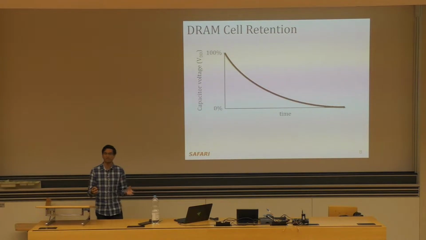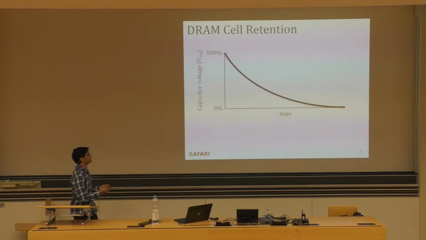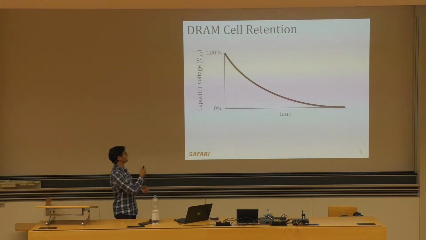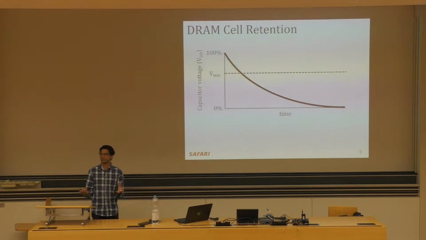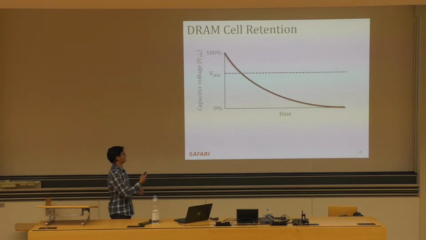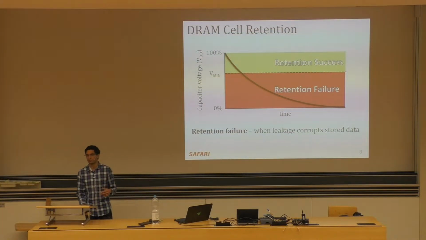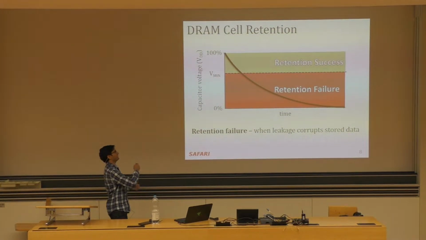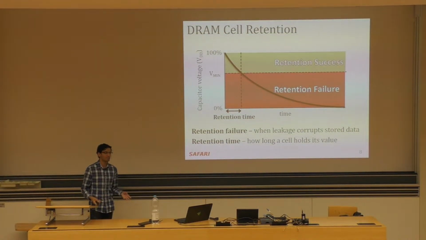So here's a simplified diagram of what the cell voltage might look like over time. And we see that it degrades in a sort of exponential characteristic, right? So on the y-axis we have a capacitor voltage, and on the x-axis we have time. So we can define a voltage level along the y-axis called Vmin, below which we can no longer tell what data was originally stored in this cell because it's degraded too far. Right, so as long as the voltage in the cell stays above Vmin, we call this a retention success because we know what's in the cell. Unfortunately, if it's below Vmin, we call it a retention failure because we can't tell anymore. And so we can also define a point on the x-axis at the crossover point, which is called the retention time. And the retention time essentially defines how long a cell can hold its value.